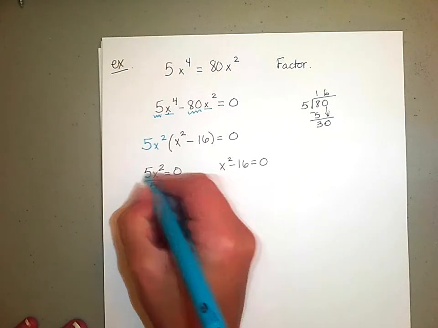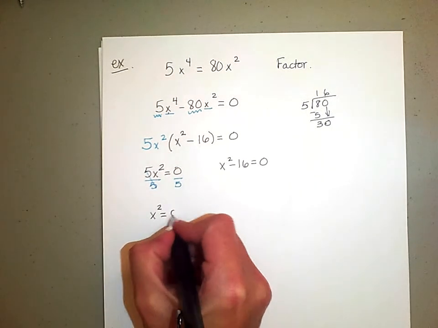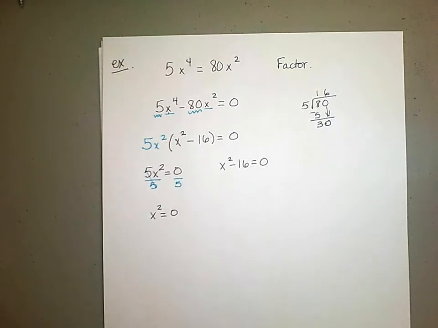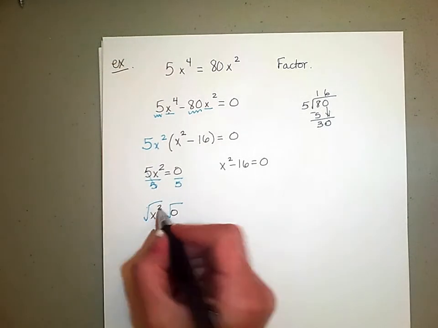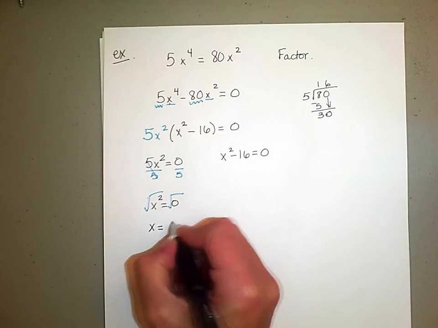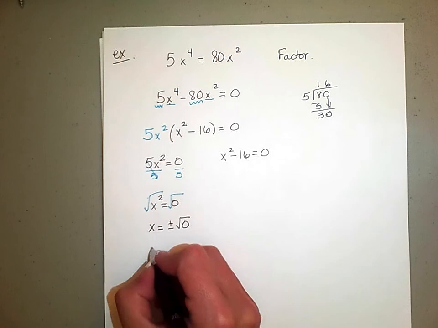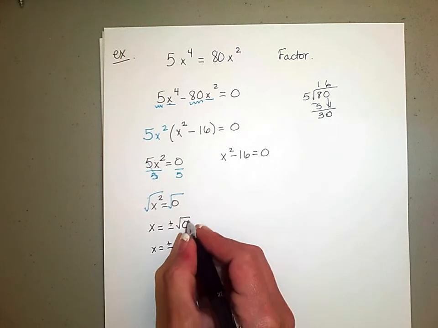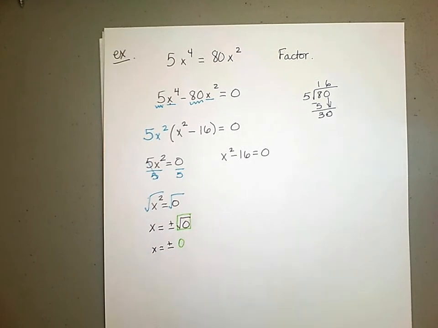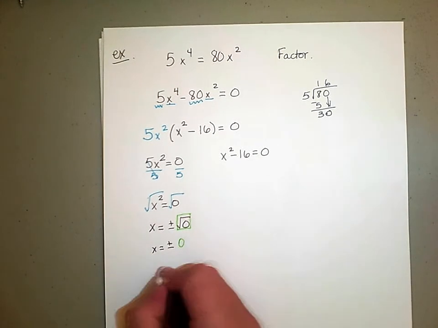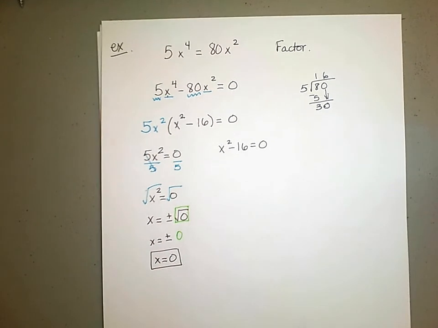From here I can divide by 5 to get x squared is equal to 0. Then take the square root. Square root will undo the square, so we're left with x is equal to plus or minus the square root of 0. Well, the square root of 0 is just 0. And 0 is neither positive nor negative, so we just simply say x is equal to 0.